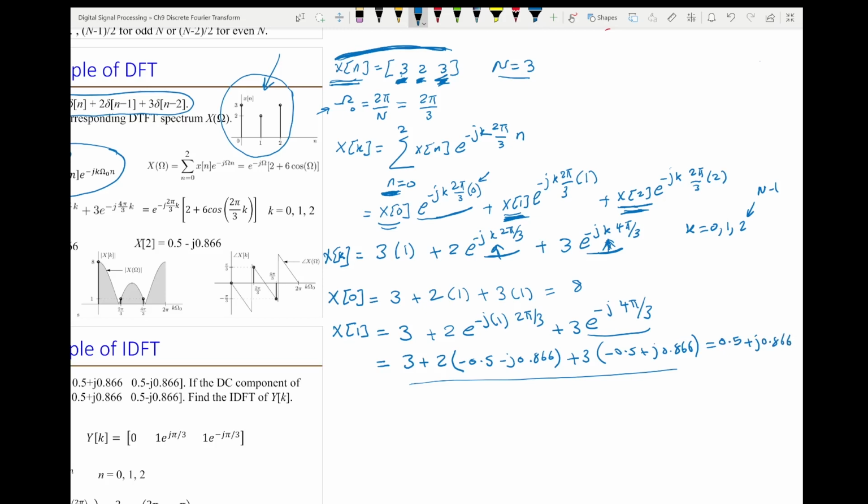Same thing. If I want to calculate x of 2, because k can be up to 2, I will go to this equation here and plug in k equals 2. So this will be 3 plus 2.